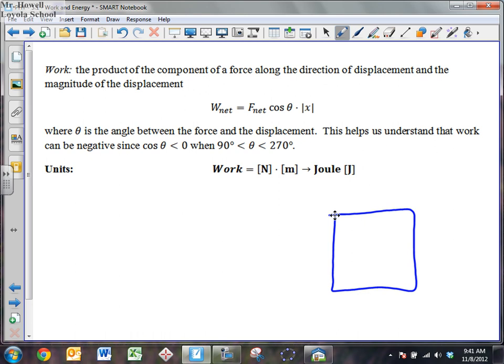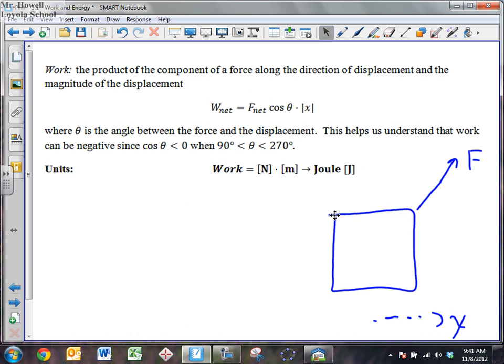Let's say this object is moving to the right. So it's moving from left to right, and there's a force acting on it. The force acting on it is where F net comes into play. The actual displacement is where the x is going to come into play. But the question becomes, where is theta in this example? Where is theta? And here's how you do it.